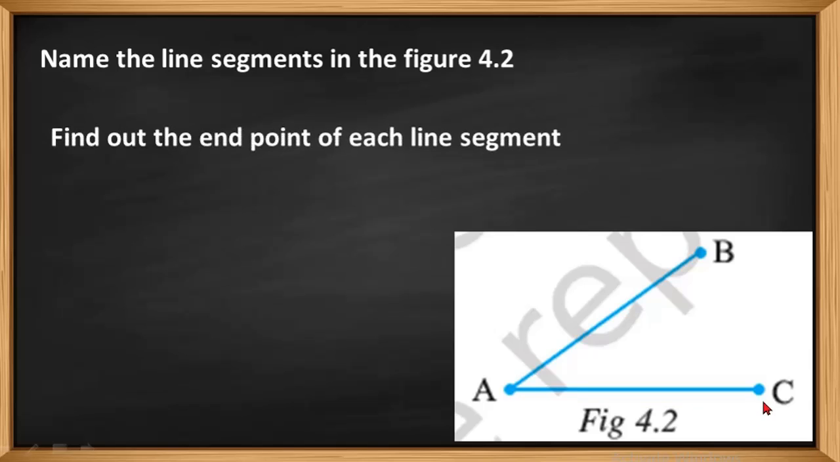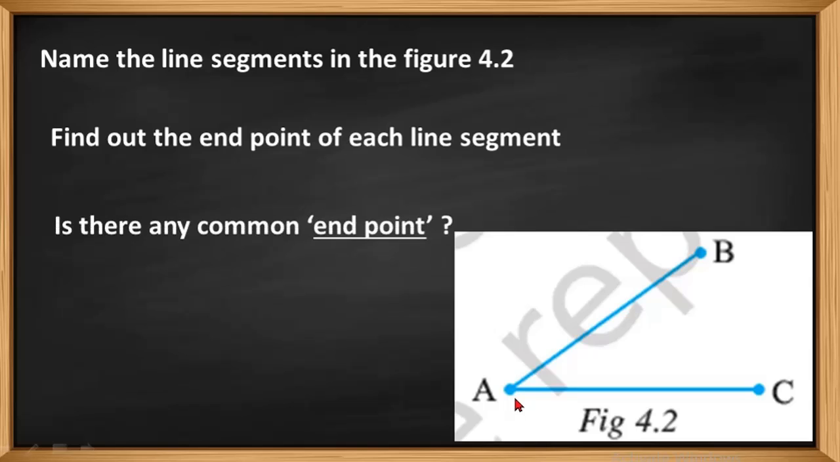So let's find out the end points of each line segment. We have already discussed that in the AB line segment the end points are A and B, whereas in the AC line segment the end points are A and C. Is there any common endpoint? Of course there is a common endpoint, and the common endpoint is A.